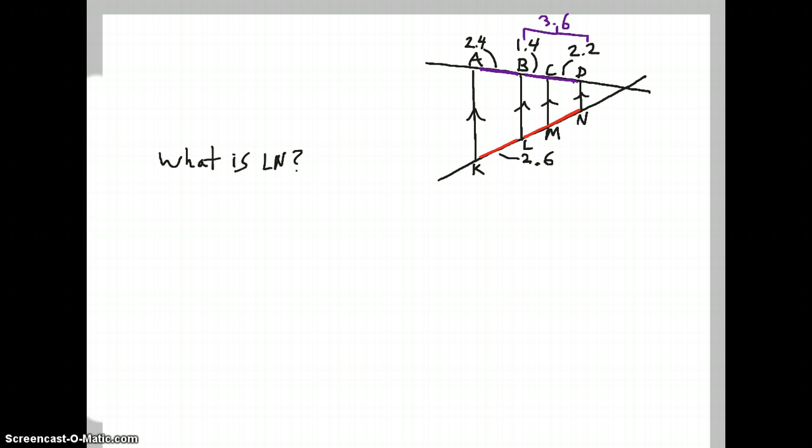Okay, and so we're ready to set up our proportions, and we all know that looks like two fractions that are equal to each other. And there's many ways you can do this, but I'm going to do 3.6 is to 2.4 as LN is to 2.6. Make sure you see where I'm getting that from. Okay?